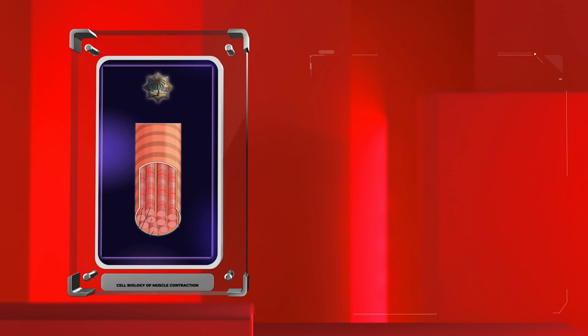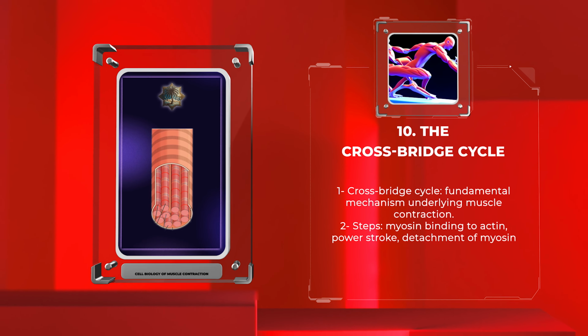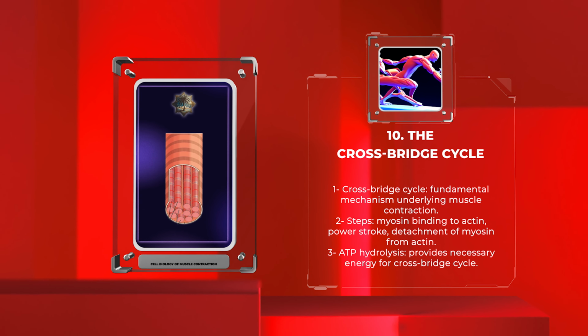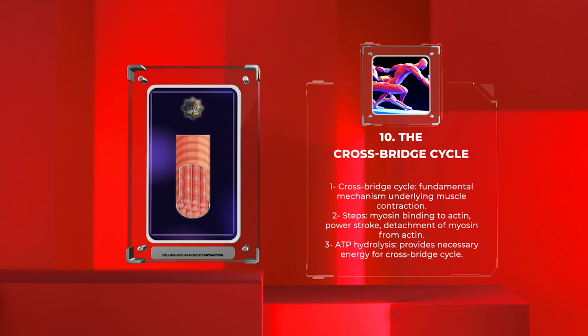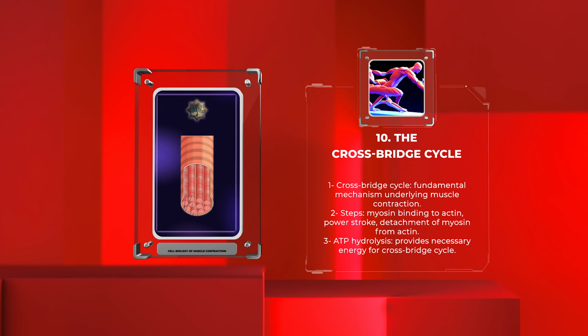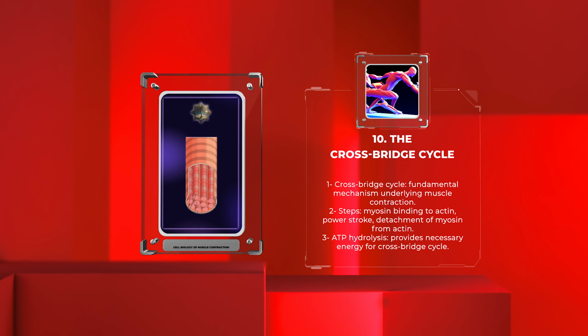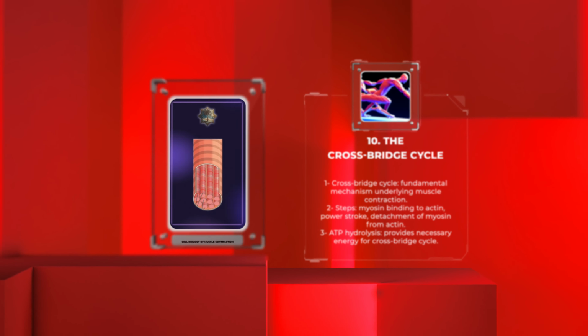The crossbridge cycle is a fundamental mechanism underlying muscle contraction. It involves a series of steps, including myosin binding to actin, the power stroke, and the detachment of myosin from actin. ATP hydrolysis provides the necessary energy for the crossbridge cycle to occur, enabling repeated cycles of contraction and relaxation.